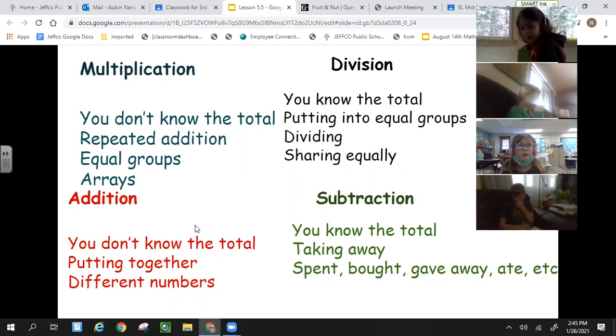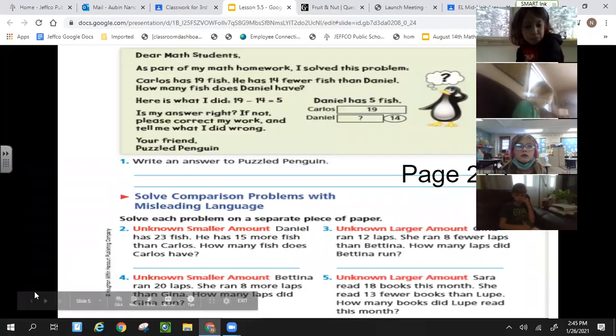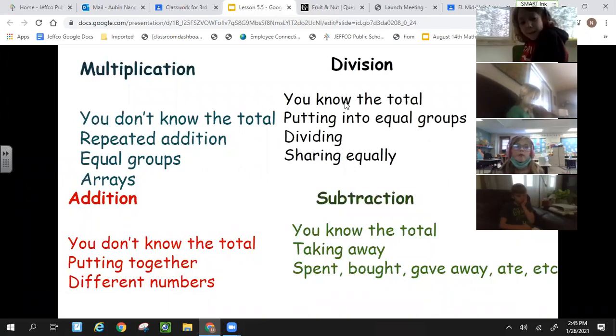The total. But with multiplication, it's repeated addition, just like our candy bar. With addition, you don't know the total, but you're putting together different numbers. But in multiplication, they're the same numbers. In division, you do know the total. And subtraction, you know the total. You're taking it away. Just like we heard that word donate, right? We knew to subtract. Division, you're going to hear words like sharing equally, putting into equal groups.